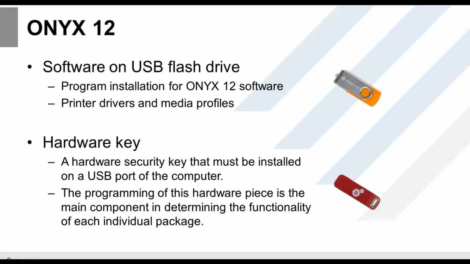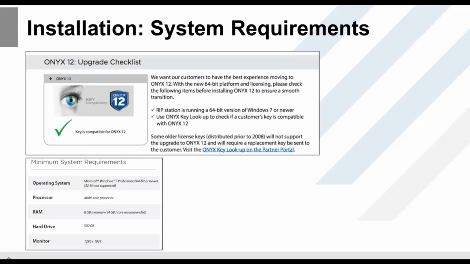Secondly, there's also the hardware key, and this is what needs to be plugged into the computer in order for the RIP software to run. This controls the licensing. Before we begin plugging in the USB key and then the USB installer and launching the installation program, we should have consideration about our system requirements.